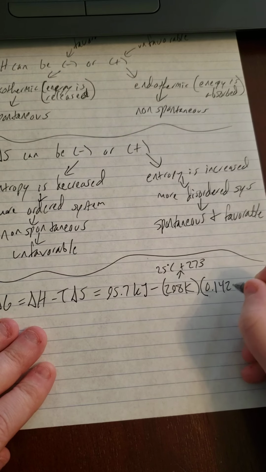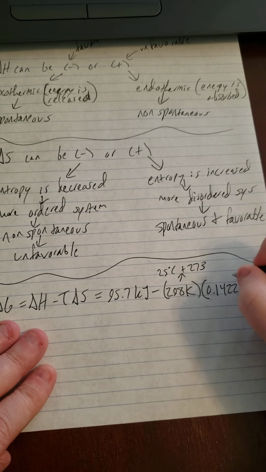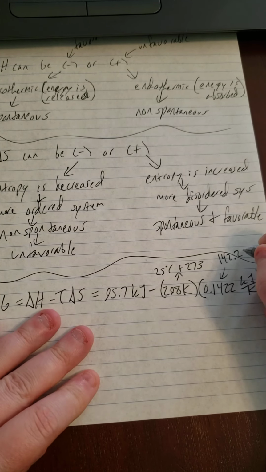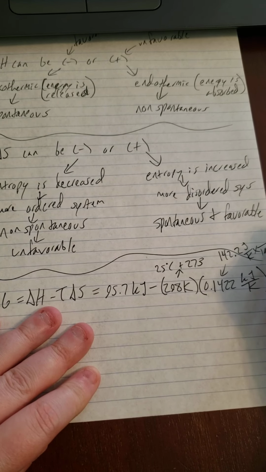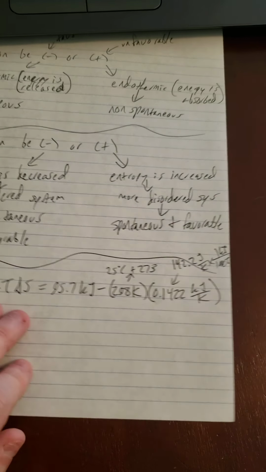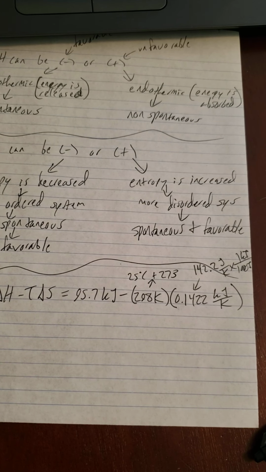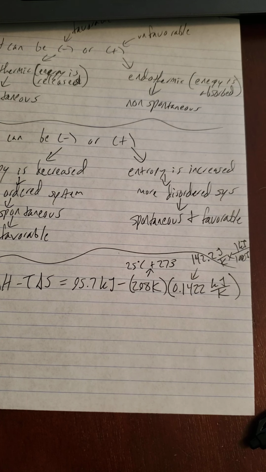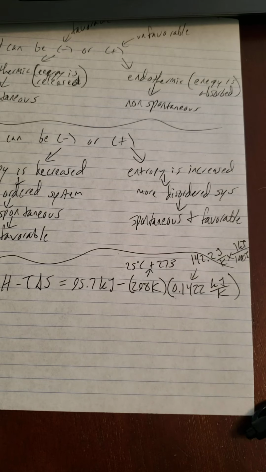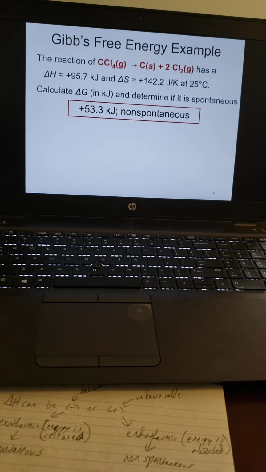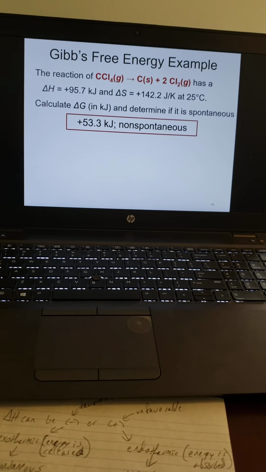You got to convert that to kilojoules, right? So 0.1422 kilojoules per Kelvin. Okay, so to get that, we took 142.2 joule per Kelvin and we divided by 1,000. Okay? All right, cool. So now we just need to put that into our calculator. So we have 95.7 minus 298 times 0.1422. And I get a positive 53.3 kilojoules. Or if you write it as 53.3 kilojoules per mole, I'll still take it. All right, but that's positive.